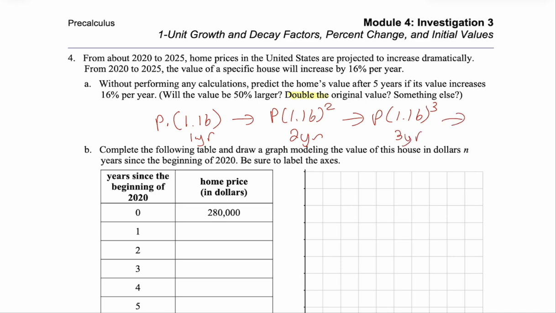So on year n, we would take that 1.16 to the nth power. So what happens? Well, if you look in the chart for our first year, it went up by 16%. So multiply that by 1.16. So 280,000 times 1.16. This first time is 324,800. But it goes up again.